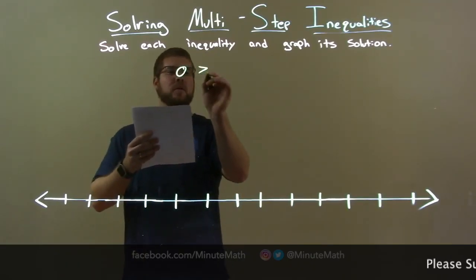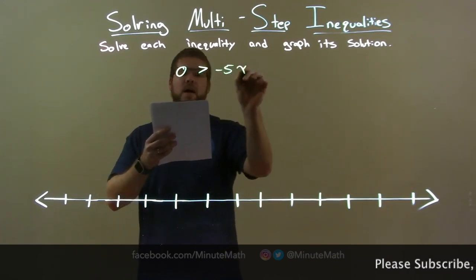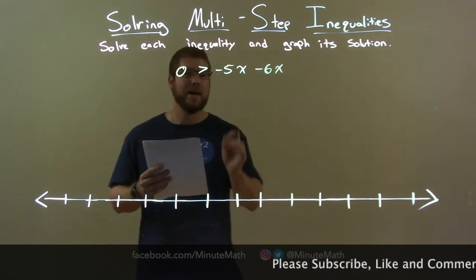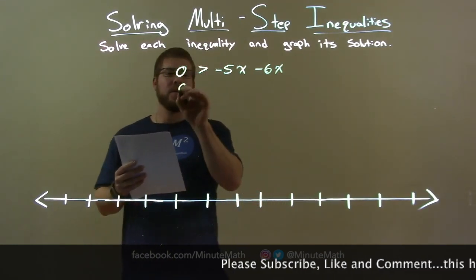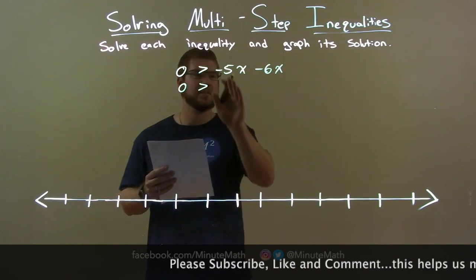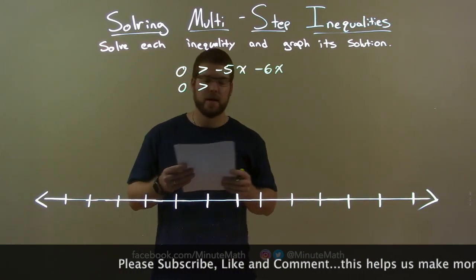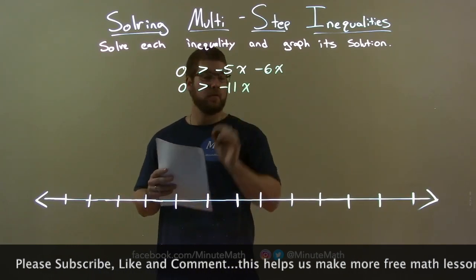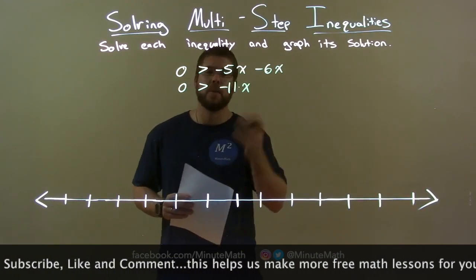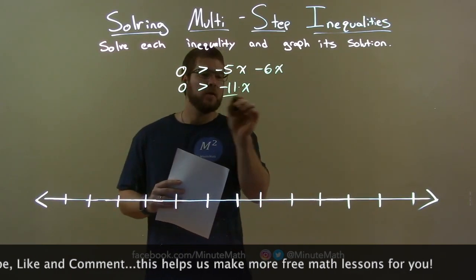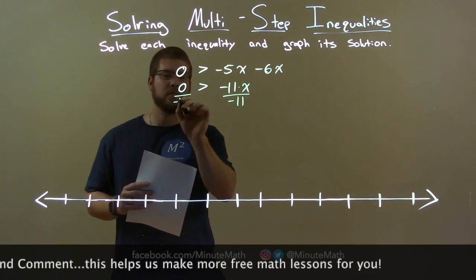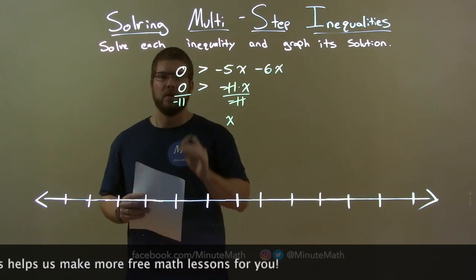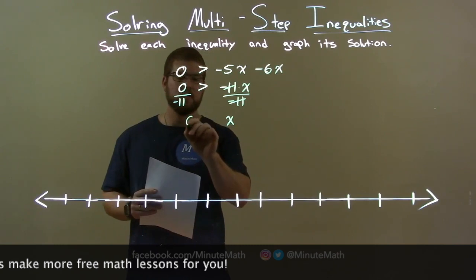Next: 0 is greater than negative 5x minus 6x. I want to get x by itself. So, first step, 0 stays there, greater than. Let's simplify this part on the right. Negative 5x minus 6x is a negative 11x. Now remember, that's multiplication. Opposite of multiplication, division. Divide both sides by negative 11, and x is now by itself on the right. On the left, 0 divided by negative 11 is still 0.